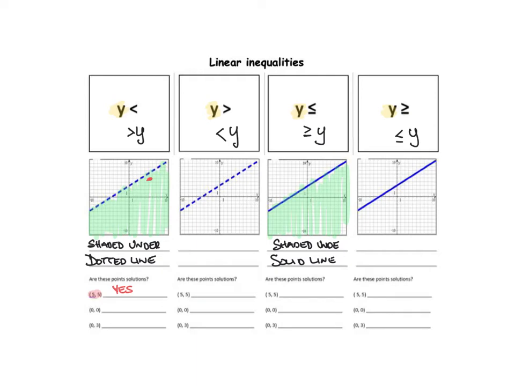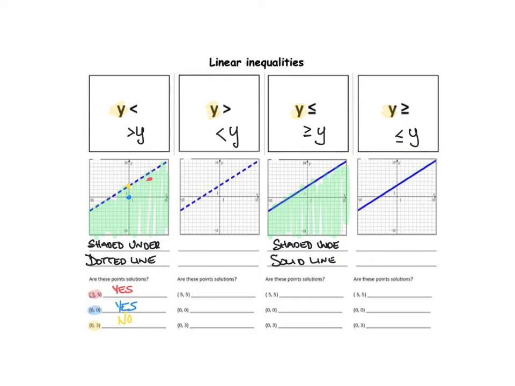Then we have this point, 0, 0. The point 0, 0 is this one right here. That is also in the shaded area, so we say yes, it's part of my solution. Then we have this point right here, 0, 3. 0, 3 is right here. Now this point is exactly on the dotted line. So when it's on a dotted line, this is not part of my solution.